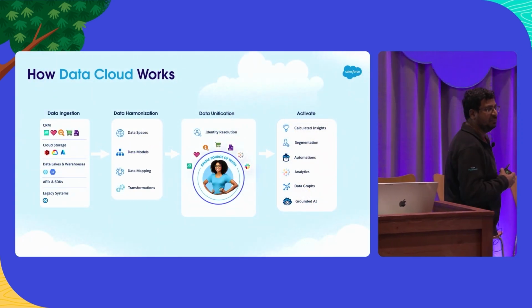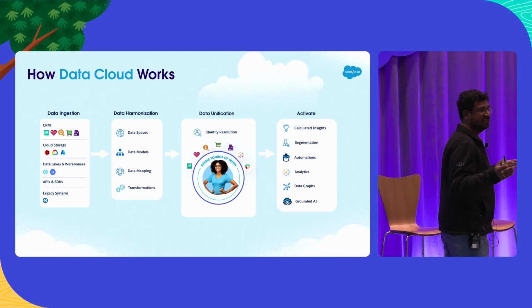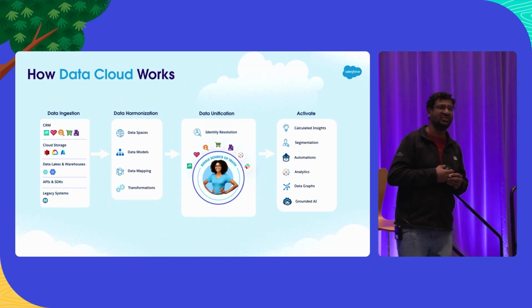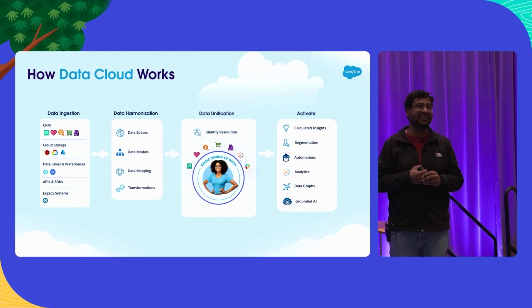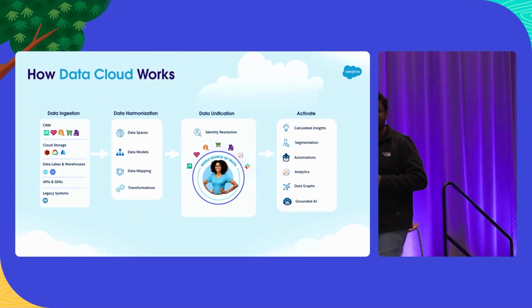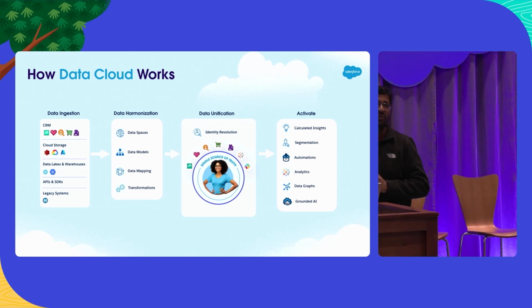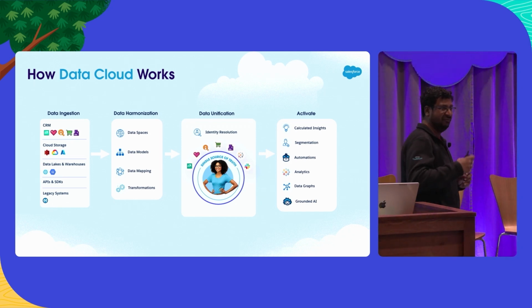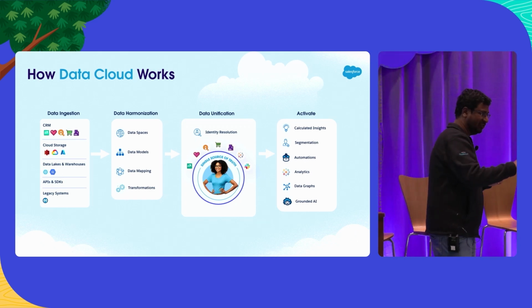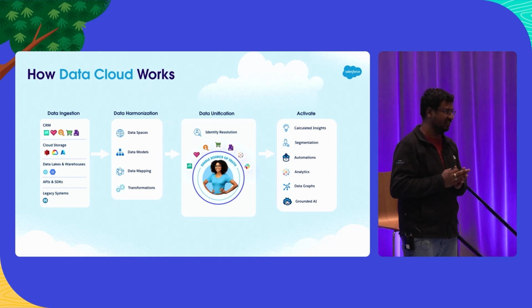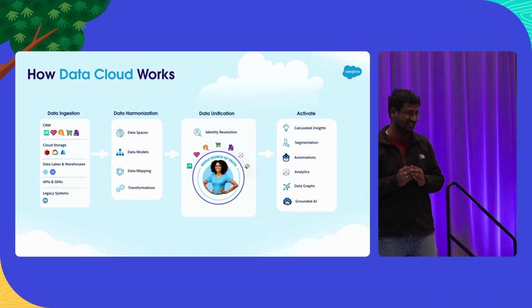Your data might be located in different siloed sources at different places. The first challenge is to get all of the data into a single place and then start using the data, rather than having the data in multiple places. That's what we do in the data ingestion phase, wherein we get the data from different sources into Data Cloud. That process is called data ingestion.